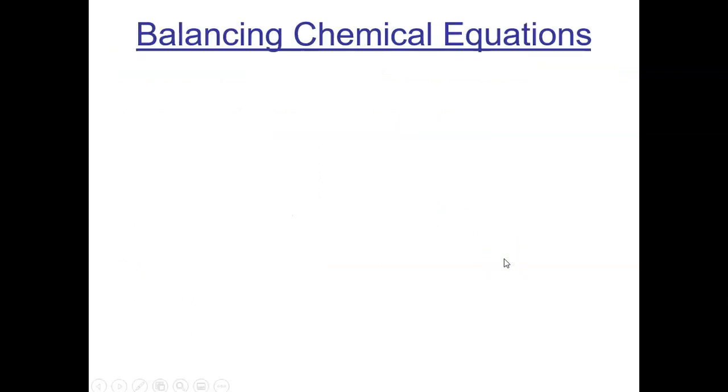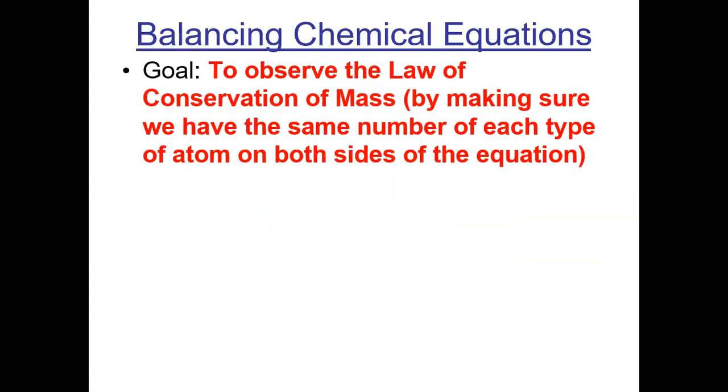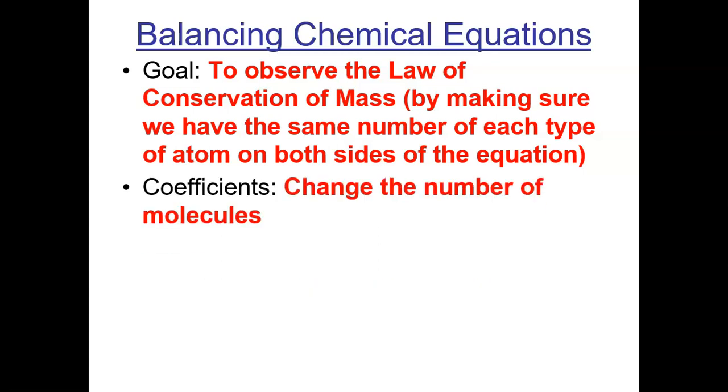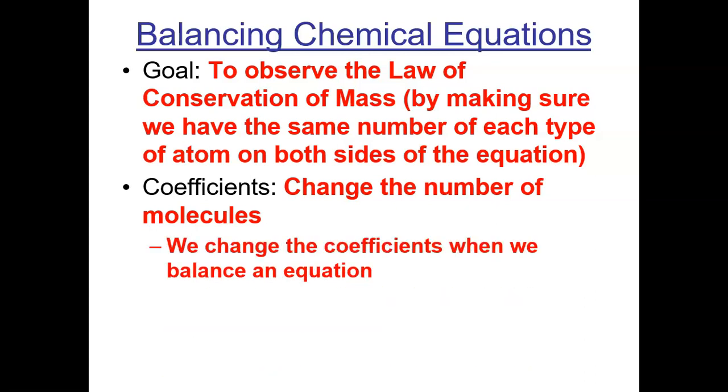So diving right in, when we balance equations, really our goal is to observe the law of conservation of mass. We're making sure that we have the same number of each type of atom on both sides of the equation, right? Because we can't have atoms of a specific type appearing out of nowhere or disappearing into thin air, right? And the way that we do this is we add coefficients in front of molecules to change the number of molecules. When we balance an equation, this is the only thing we can change.